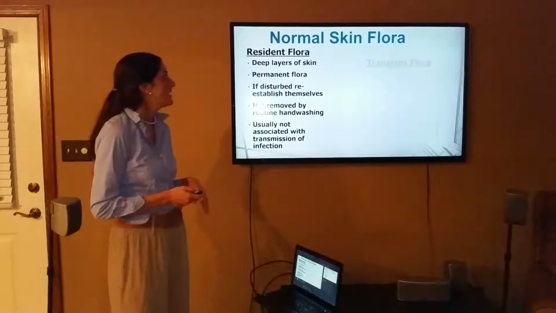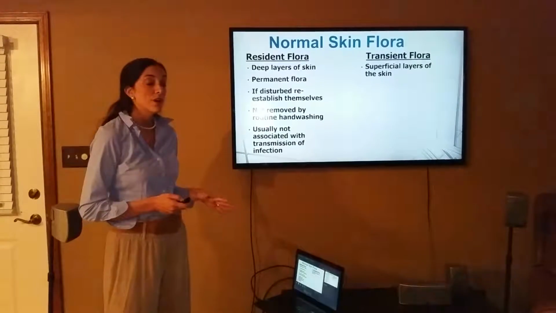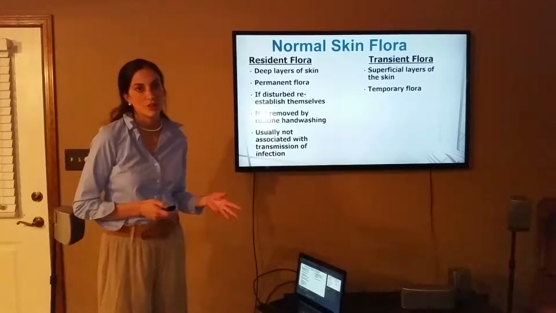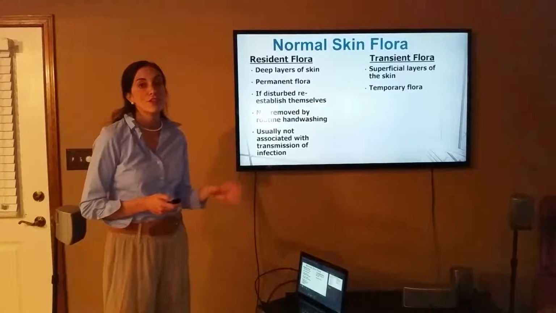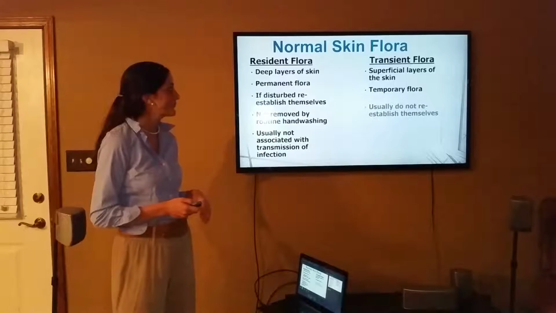So just like their name, resident flora, they're in the deep layers of our skin, taking up a residence, okay? Transient flora, on the other hand, is more on the superficial layers of our skin. They are a more temporary flora. So they're here, they're gone. They're the nomads of the microorganisms. They're just the roamers.